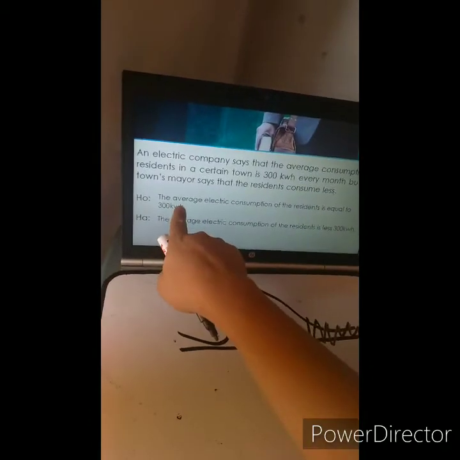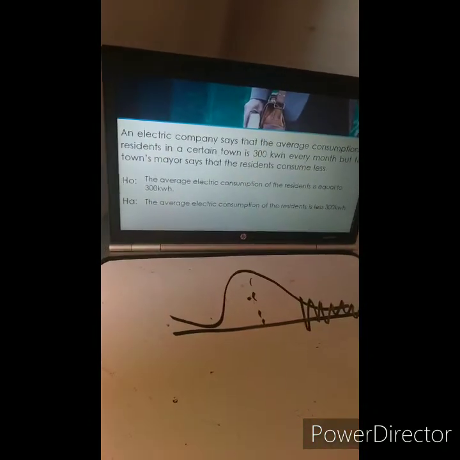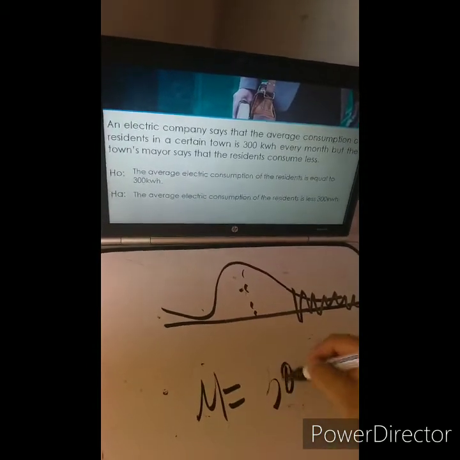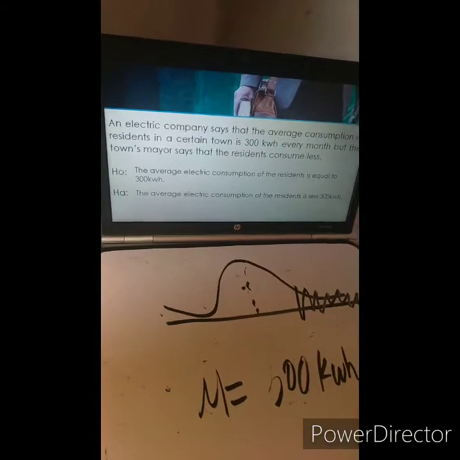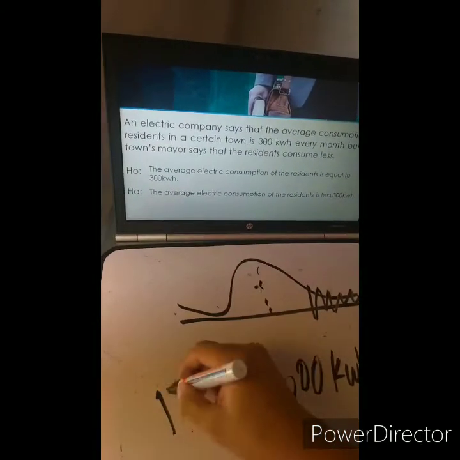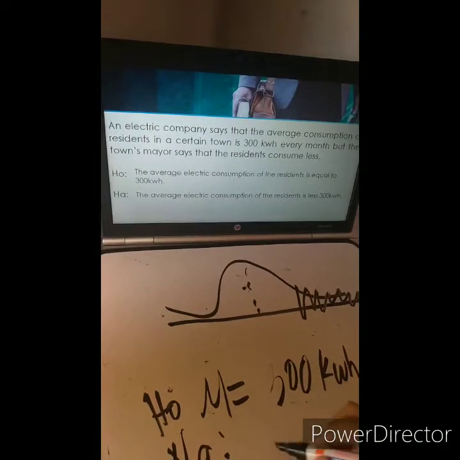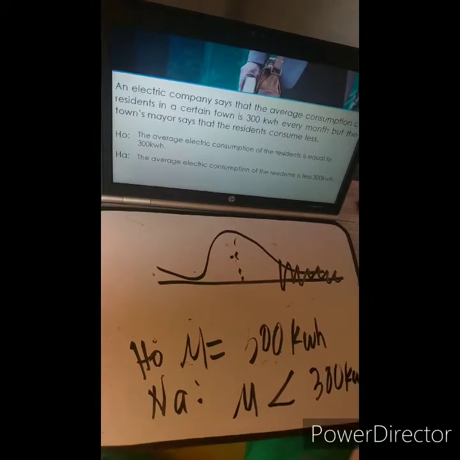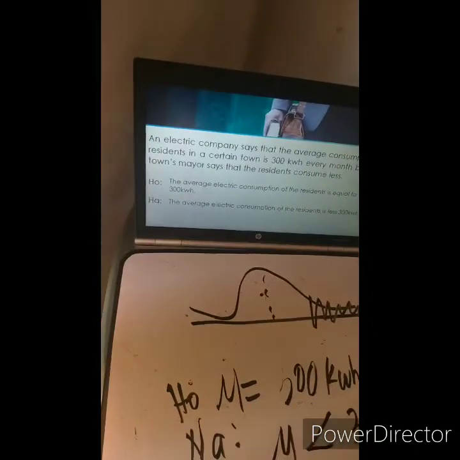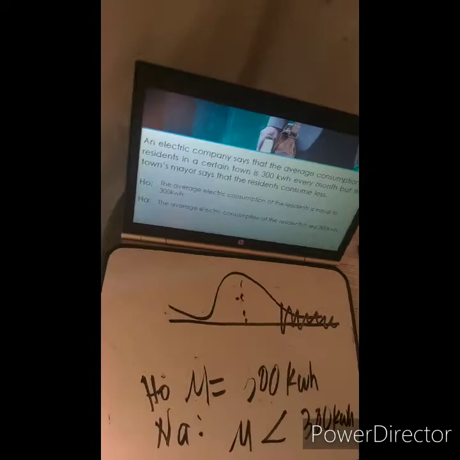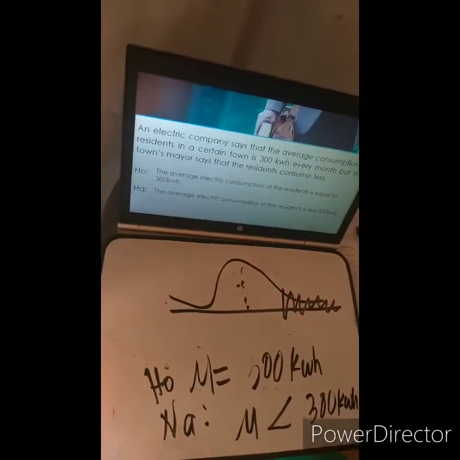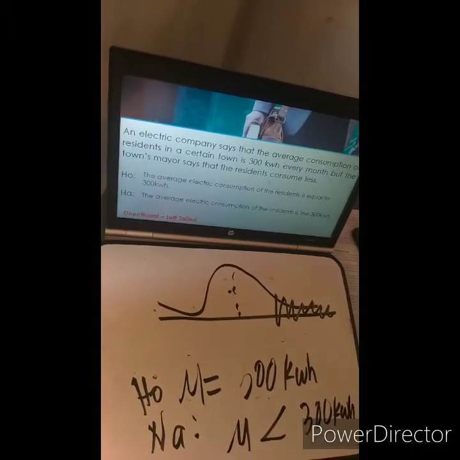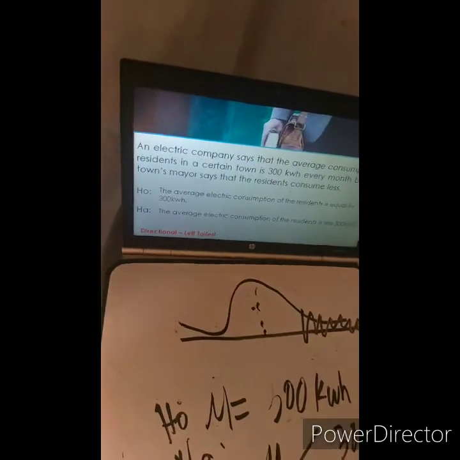So if you are going to translate the null hypothesis into mathematical form, we could write that mu is equal to 300 kWh, or kilowatt per hour. But if we get the HA, that will be mu is less than 300 kilowatt hour. So now, by this null and alternative hypothesis, what is the direction of the graph? It is directional, left-tailed. Very good.